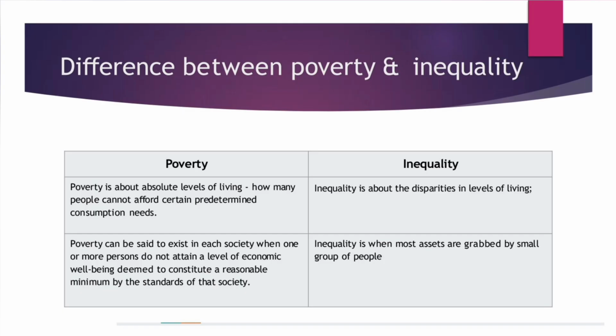Poverty is about absolute levels of living. How many people cannot afford certain predetermined consumption needs? Inequality is about the disparities in levels of living, consumption needs. Poverty can be said to exist in each society when one or more persons do not attain a level of economic well-being deemed to constitute a reasonable minimum by the standards of that society. Inequality is when most assets are grabbed by a small group of people.